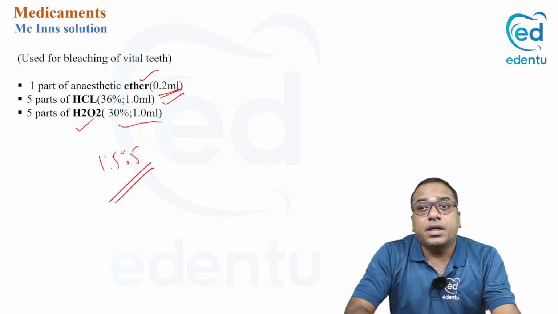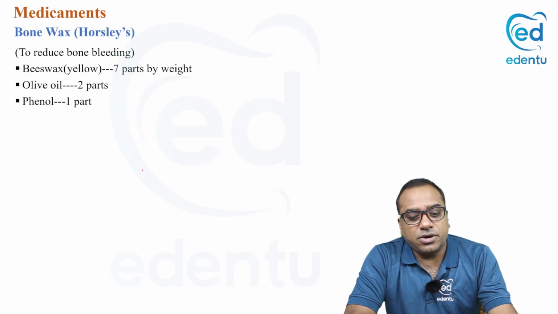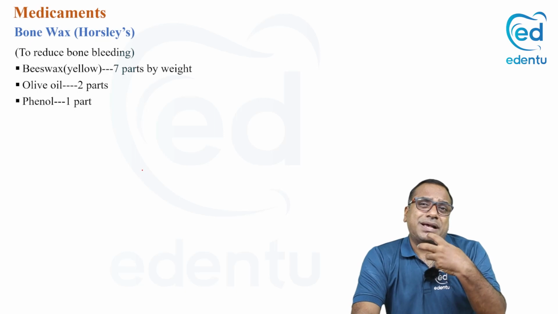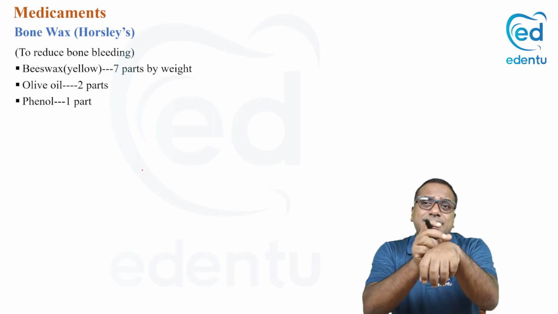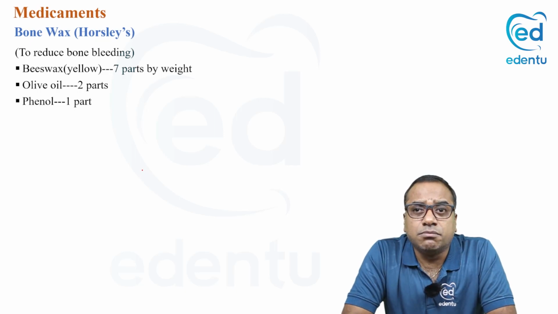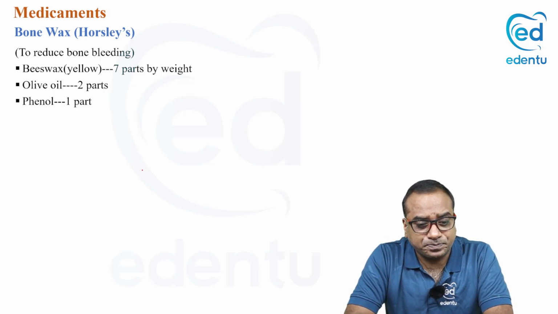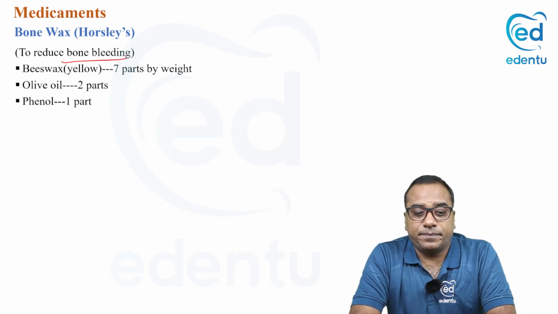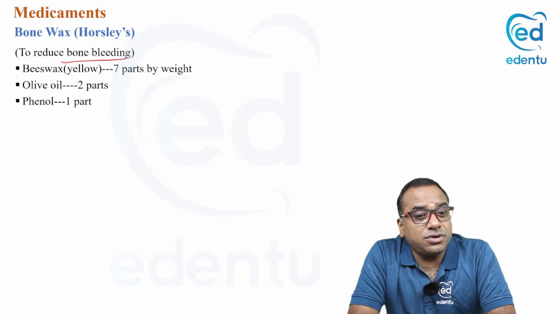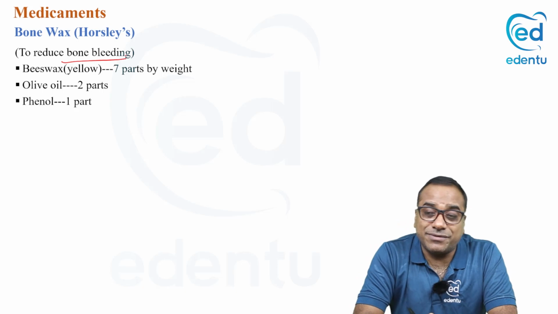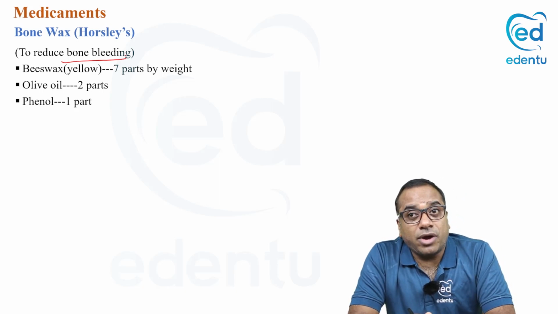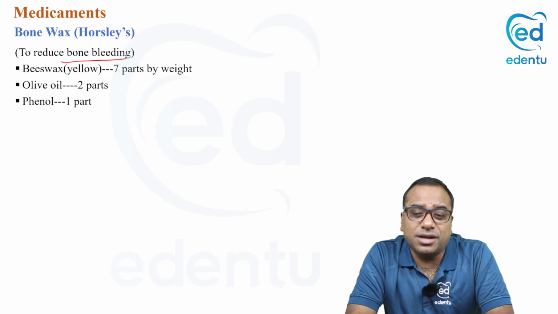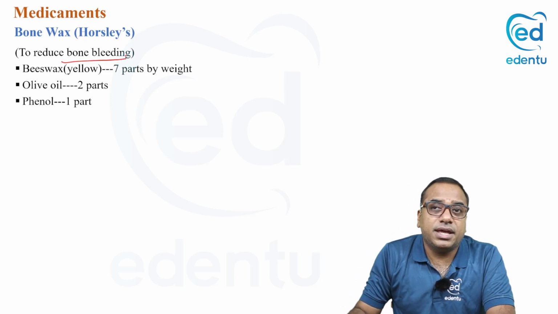Next is your bone wax, that is your Horsley's bone wax. Whenever there is massive bleeding from the bone, you can take this wax and apply it on the bone, and the bleeding will stop. So it is used to reduce bone bleeding. What is the composition of this? Beeswax, which is 7% by weight, then olive oil 2 parts, and phenol 1 part. So step by step you should learn all those things. This is very important.